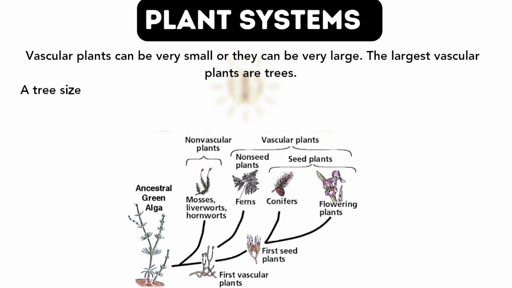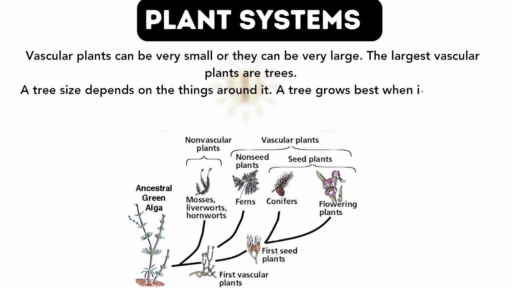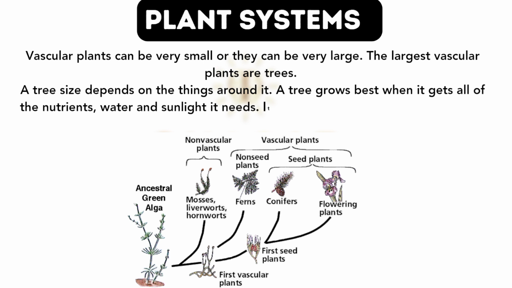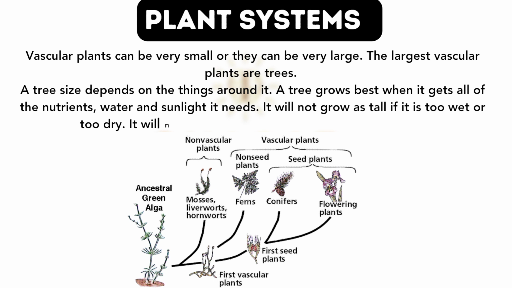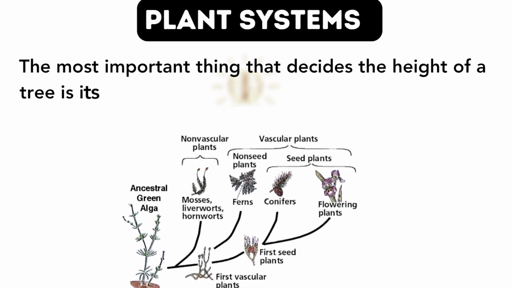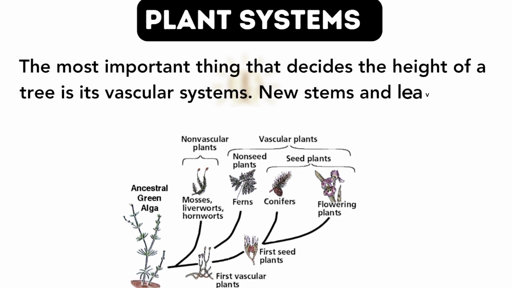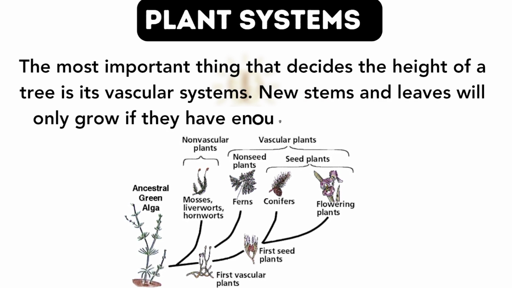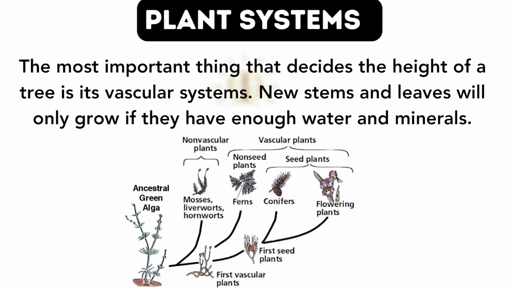A tree's size depends on the things around it. A tree grows best when it gets all of the nutrients, water, and sunlight it needs. It will not grow as tall if it is too wet or too dry. It will not grow as tall if it is too hot, cold, or windy. The most important thing that decides the height of a tree is its vascular system. New stems and leaves will only grow if they have enough water and minerals.